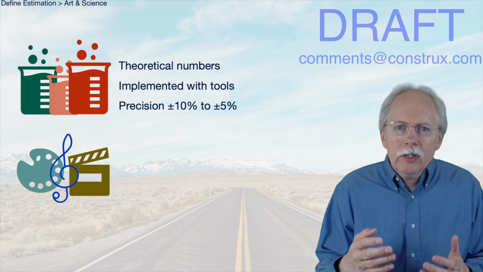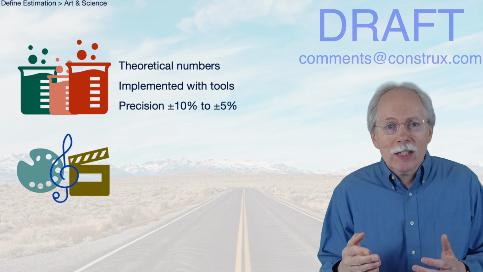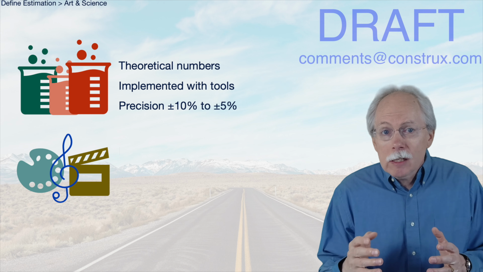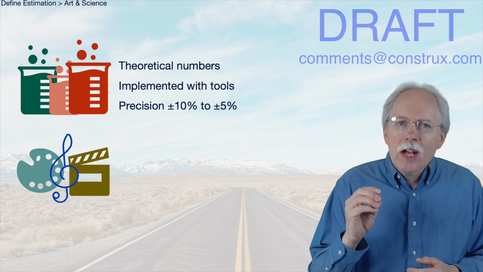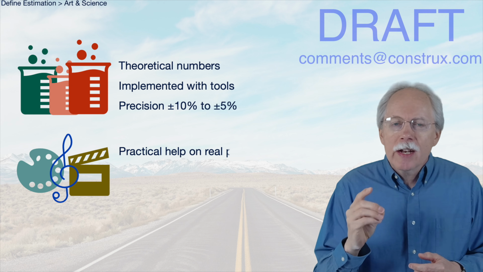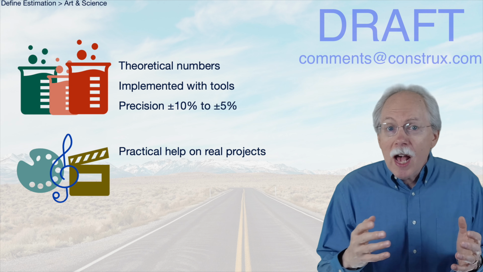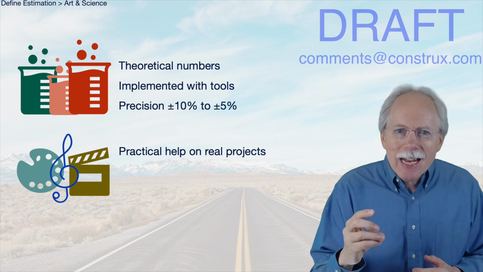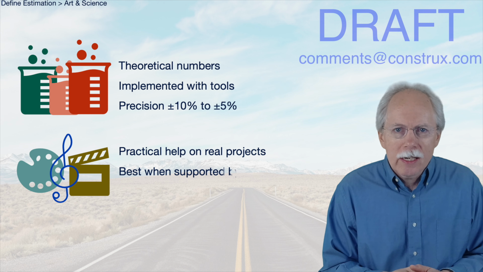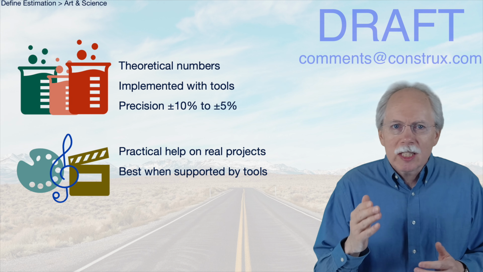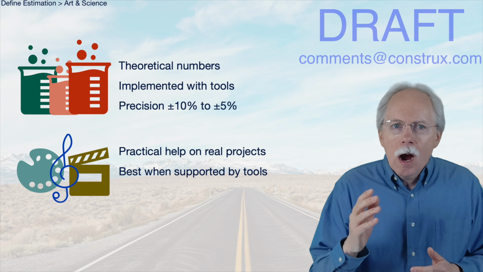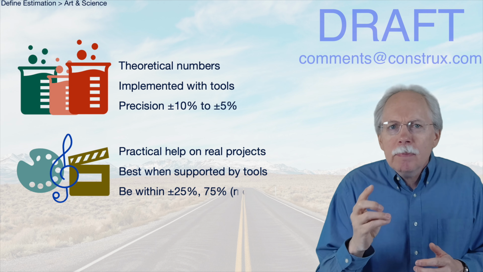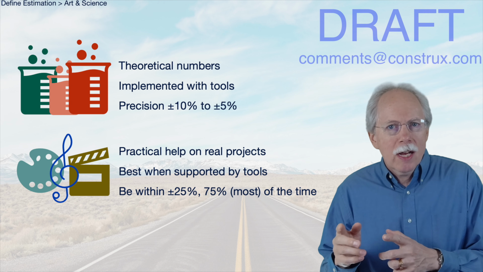But what most of us need to do is shift focus from the science of estimation to the art of estimation. Can we get estimates that are reasonably close most of the time? The art of estimation is practical help on everyday projects. To go from wildly inaccurate to reasonably close is a huge win. The art of estimation can get us there, and we can still use tools if desired. Maybe use much simpler tools like spreadsheets and historical records. Our goal with the art side isn't to be within that costly plus or minus 10%, but to be within plus or minus 25% most of the time.